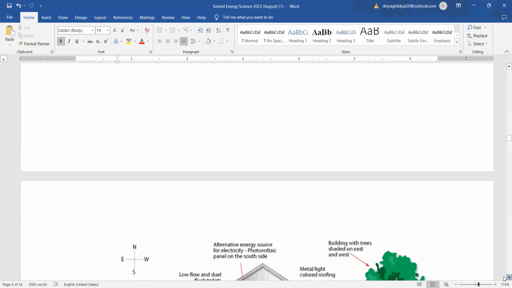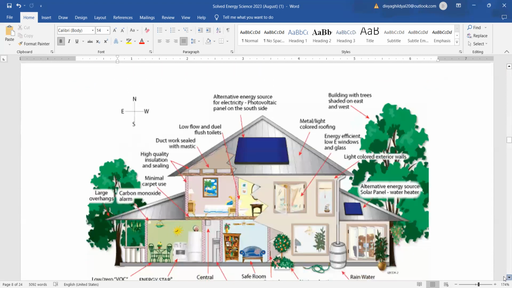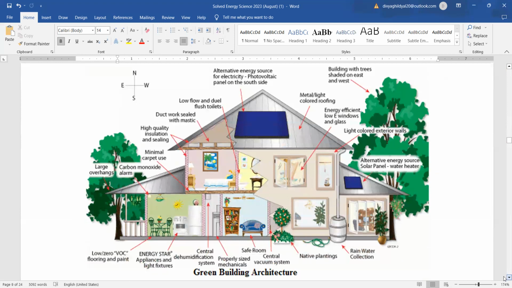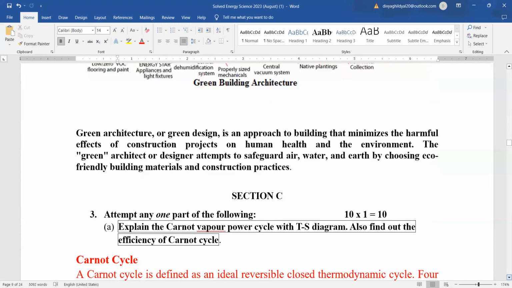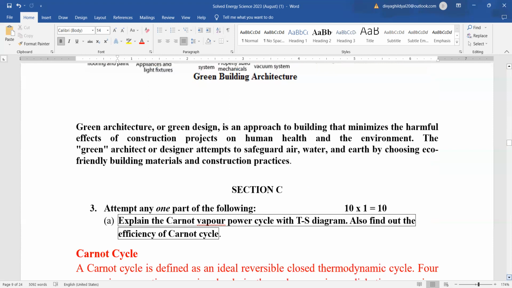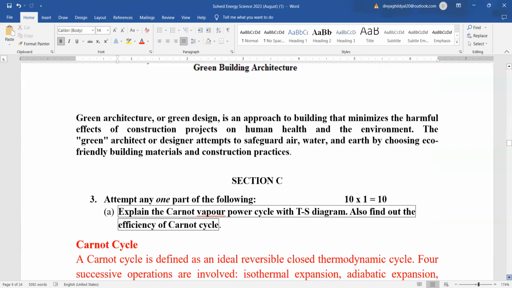All these form part of your green energy. You can again see my lecture series. I have explained to you in detail how green energy and green building architecture, which uses things like solar panels and on-site recycling of waste, is very good for human health and the environment, and it safeguards our air, water, and earth because it chooses eco-friendly building material and construction practices.